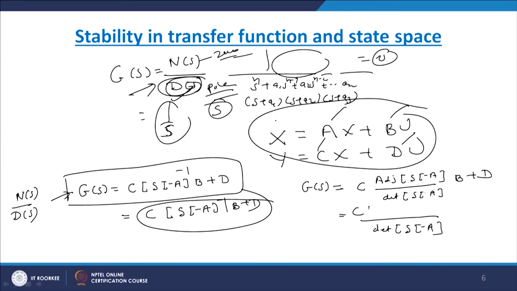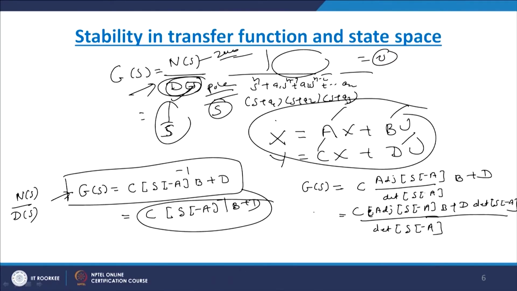We can get it as the determinant of (sI minus A) equal to C adjoint of (sI minus A) B plus D multiplied by the determinant of (sI minus A). Now G(s) equals C (sI minus A) inverse B plus D, and (sI minus A) inverse we have written in terms of adjoint and determinant. After we have solved it, we have got G(s) equals N(s) over D(s). So D(s) in the transfer function corresponds to this determinant of (sI minus A).